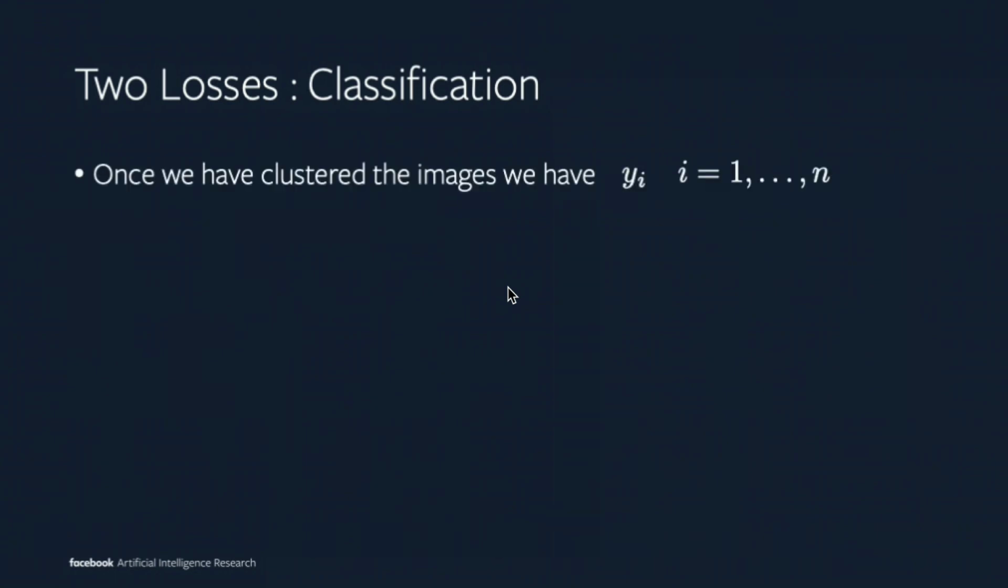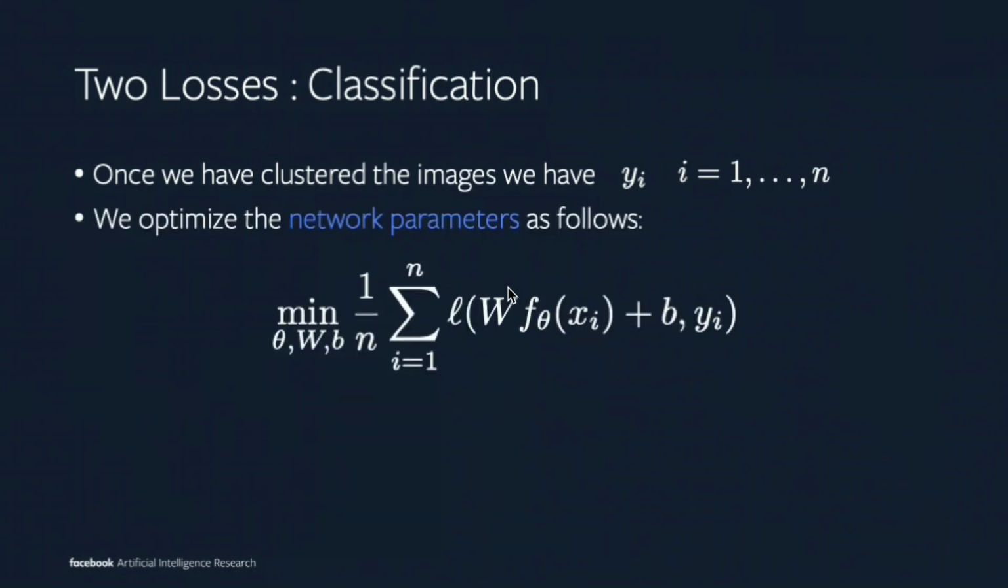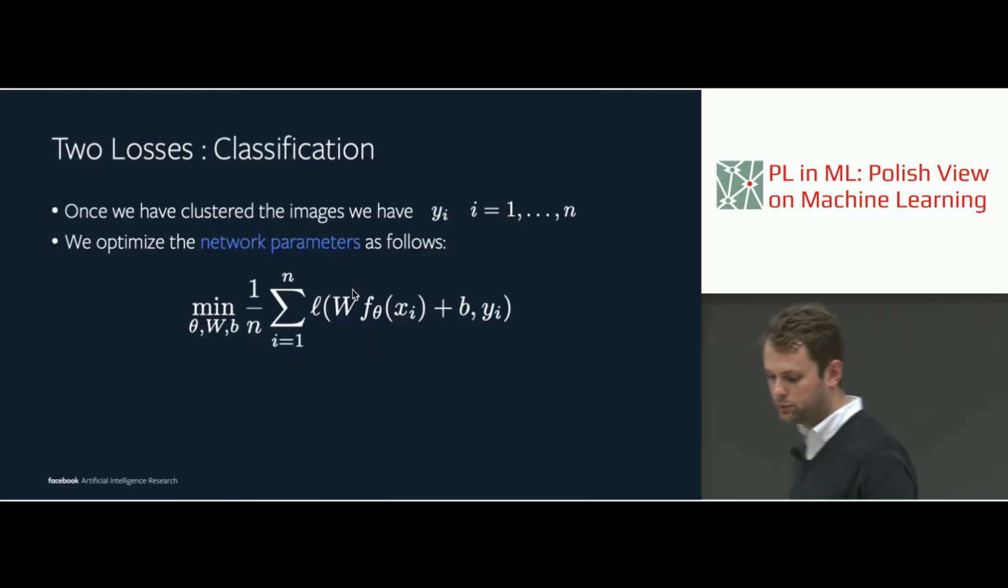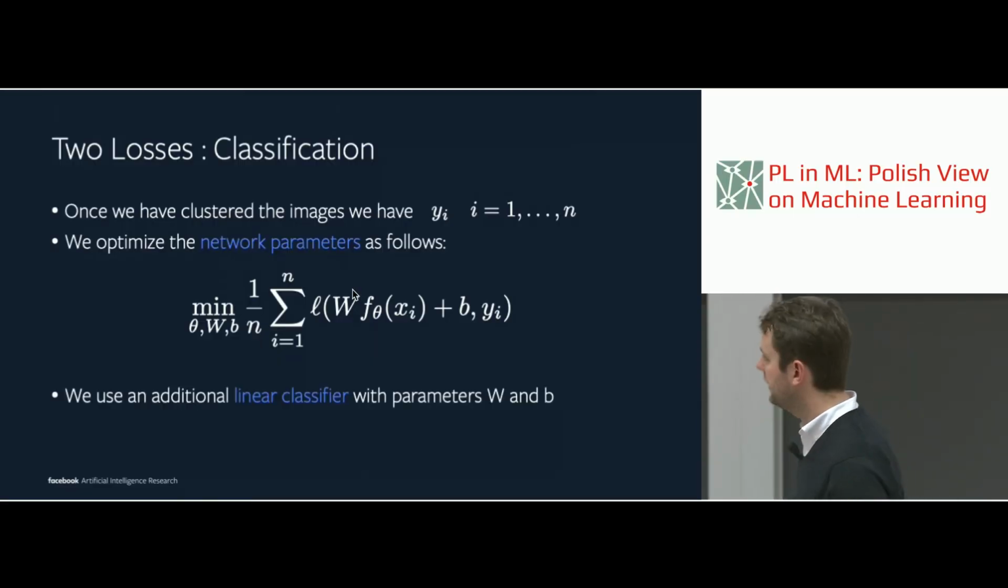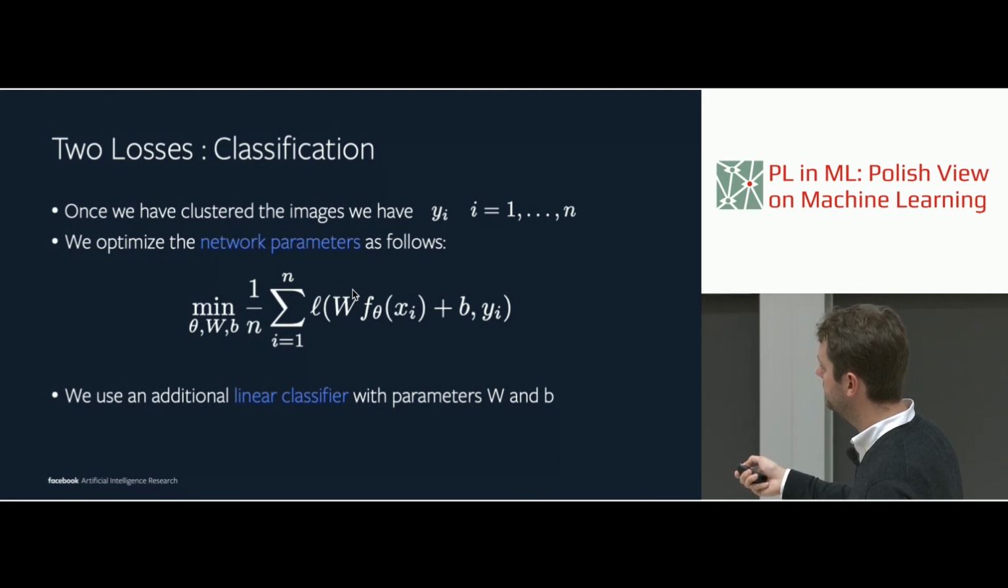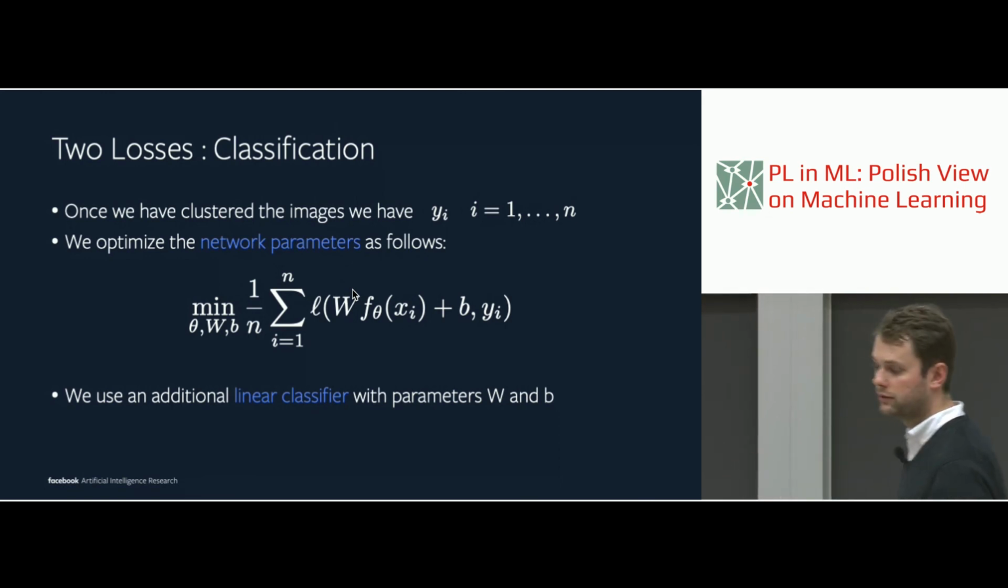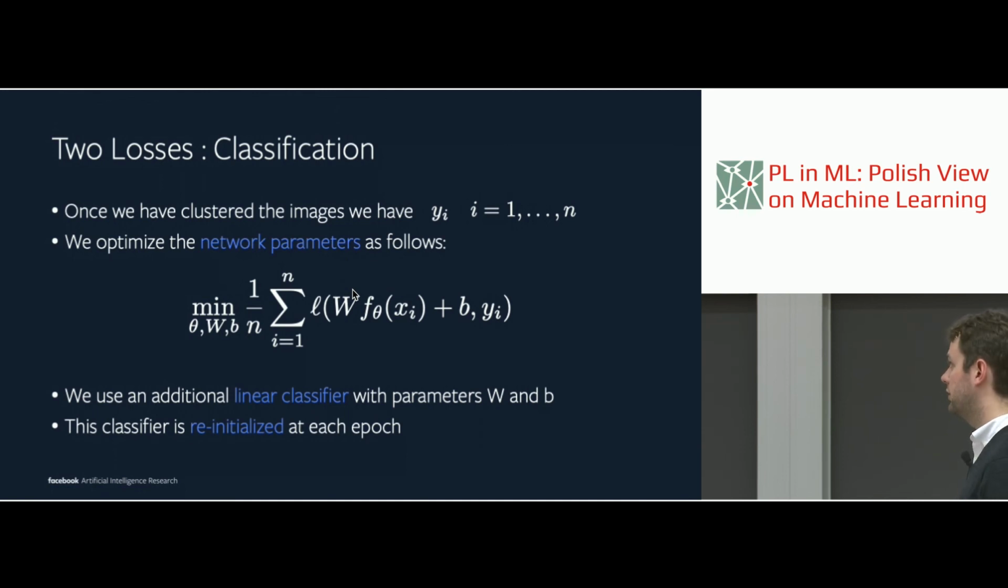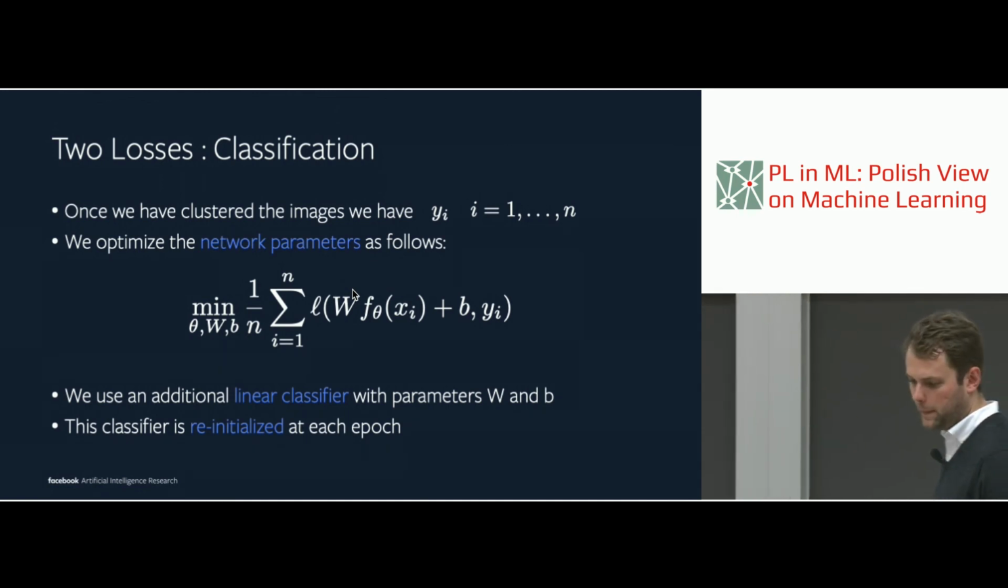And once we had this yi for each image, we could optimize the network parameters by basically minimizing the empirical risk with respect to the network parameters and the linear function w and b, and the discrepancy between this scoring function and the pseudo label. There are additional parameters here that we get rid of at the end of optimization. They are reinitialized at each epoch.